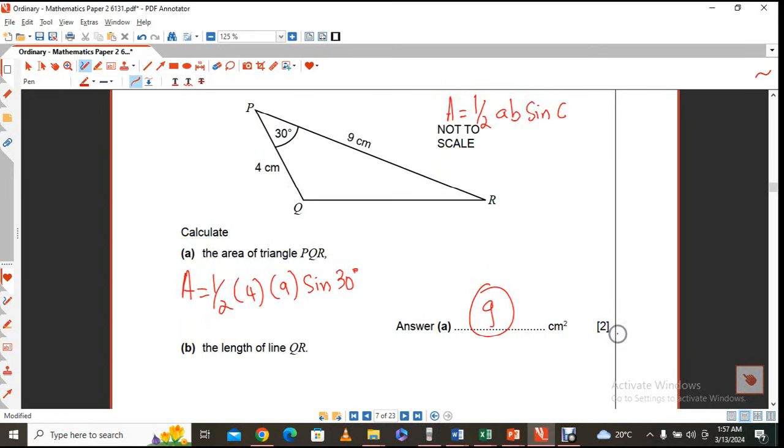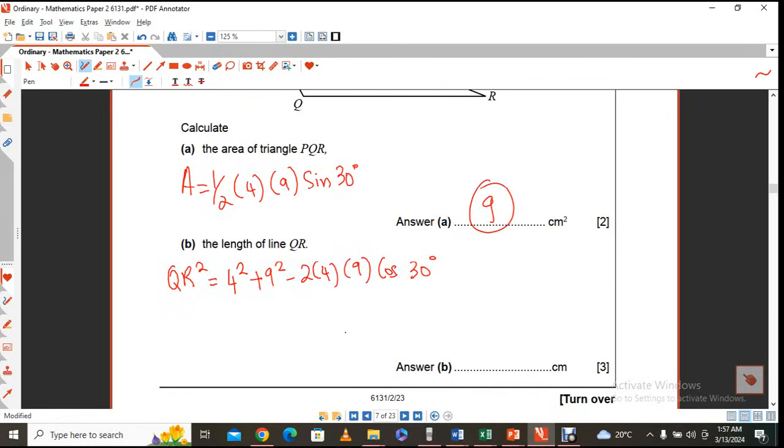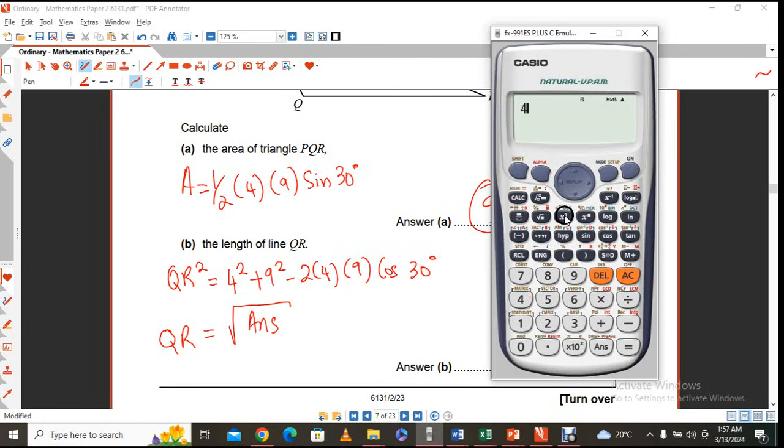Now they want you to find the length of QR. So what we're going to do there is use the cosine rule. We're going to say QR squared is equal to 4 squared plus 9 squared minus 2 times 4 times 9 times the cosine of 30 degrees. And we are going to take the square root of that answer in order to find QR. So let's grab our calculator. Make sure it's 4 squared plus 9 squared minus 2 times 4 times 9 times the cosine of 30 degrees, and that gives you that number. Then take the square root of the answer, and it's 5.886.